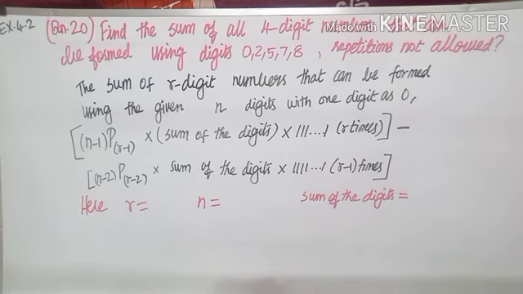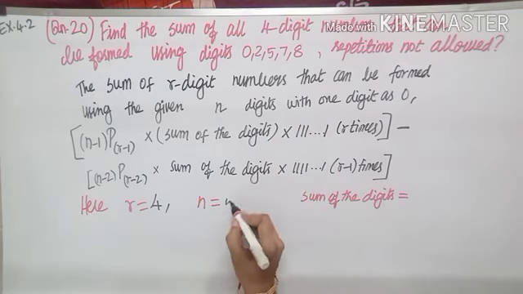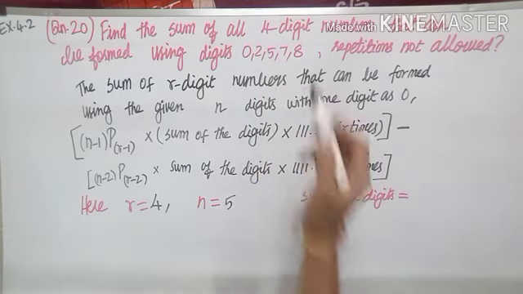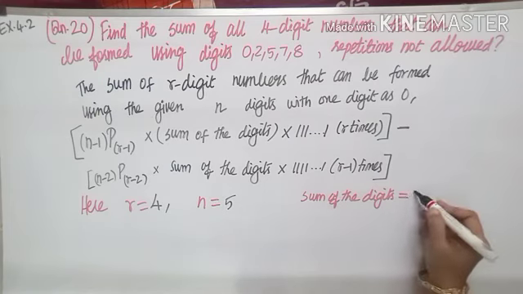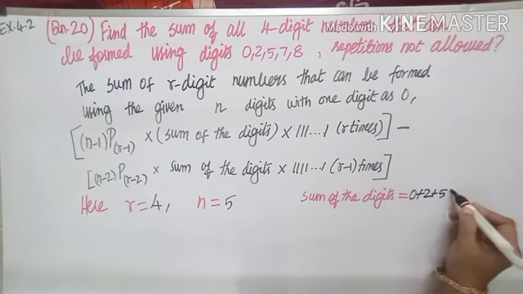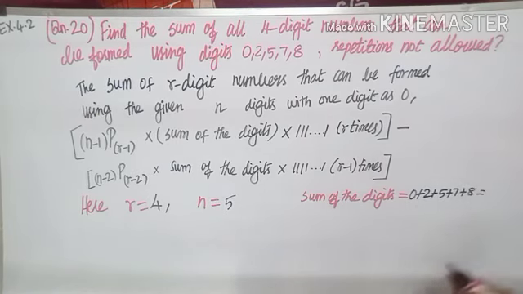In this question, what is r? 4-digit number. What is n? 5 digits are given. Sum of the digits 0, 2, 5, 7, 8. The total is 22. Now we shall substitute in the formula.